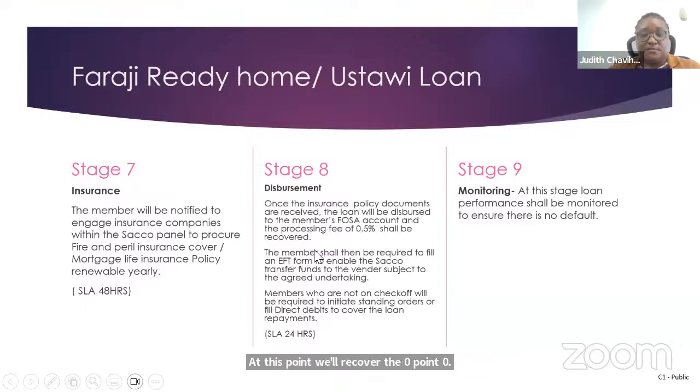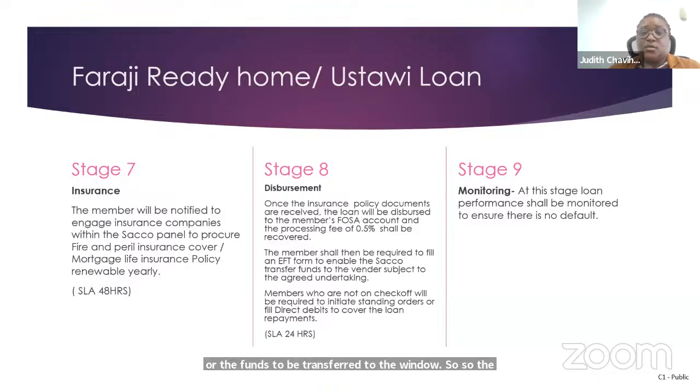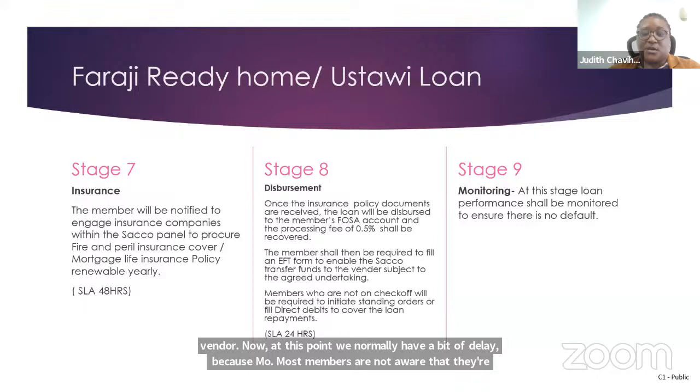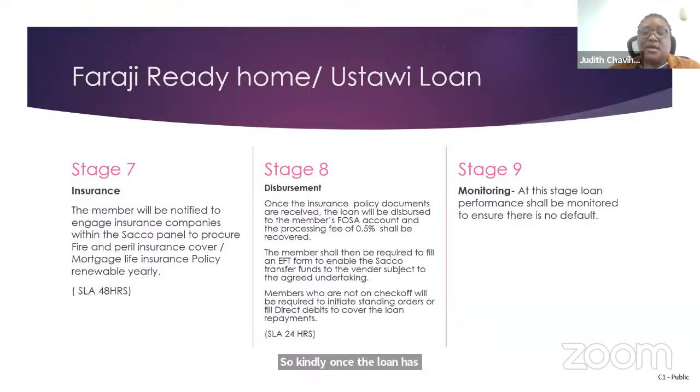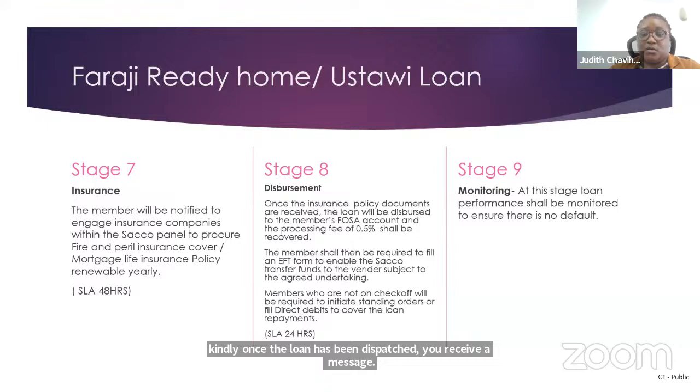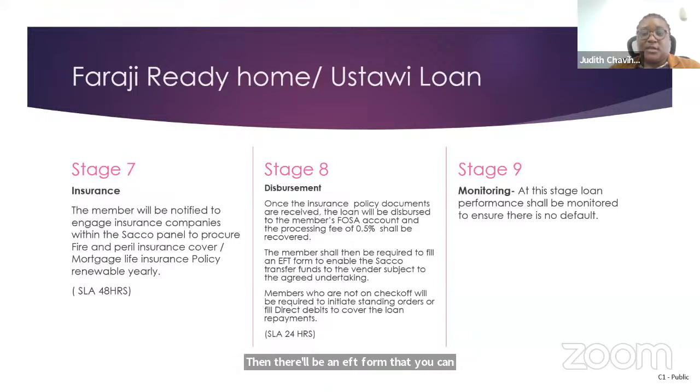At this point, we'll recover the 0.5% processing fee, and then a member will be required to fill an EFT form for the funds to be transferred to the vendor. At this point, we normally have a bit of delay because most members are not aware that they're supposed to fill an EFT form. Once the loan has been disbursed, you'll receive a message. Then there'll be an EFT form that you can download on our portal, fill and share with us for support in terms of transfer to the vendor.